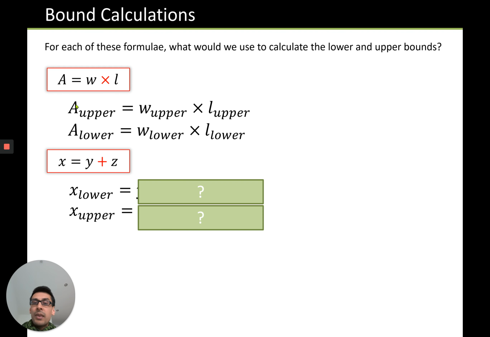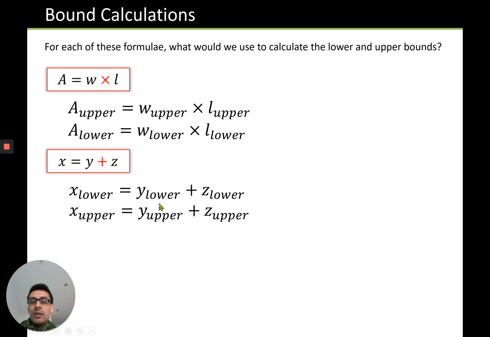The same thing applies when you're adding, obviously. So you add the two smallest numbers together for the lower bound, and you add the two biggest numbers for the upper bound.